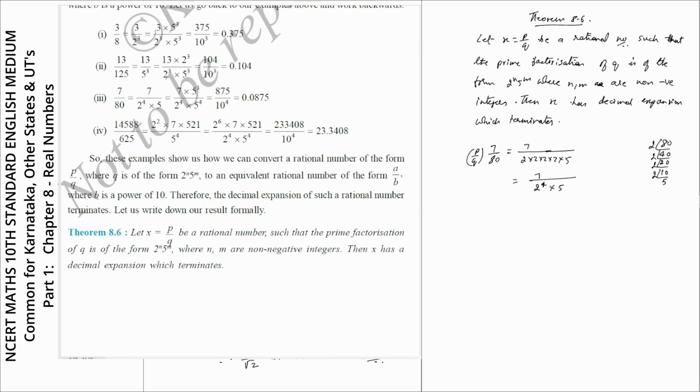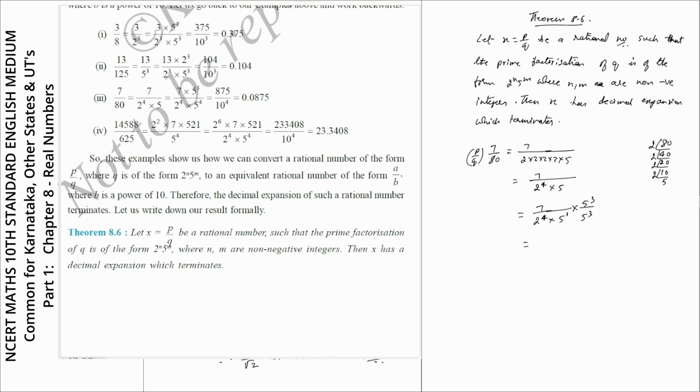So in the denominator of the right hand side we have 2 to the power of 4, but 5 to the power of 1. So 7 by 2 power of 4 into 5. So 5 means 5 power of 1. I want to make this 5 power 1 as 5 power of 4. So what will I do? I will multiply and divide by 5 power of 3.